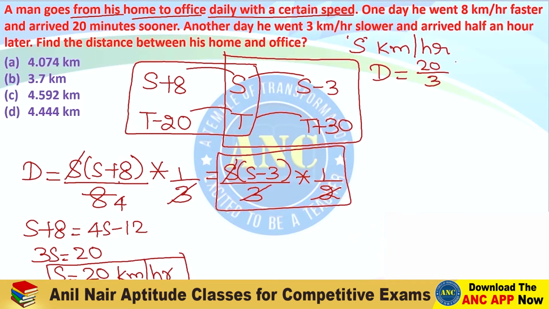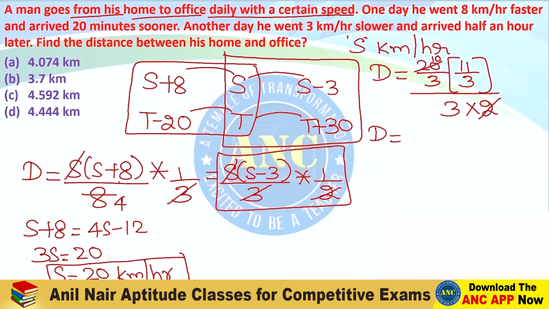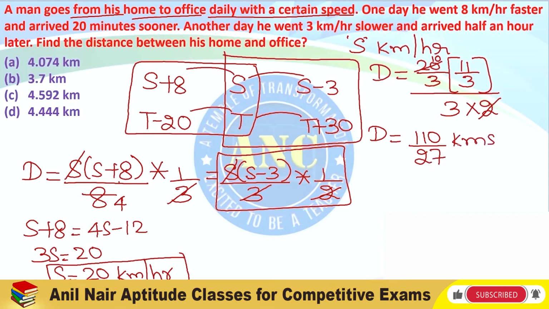s is 20 by 3 into s minus 3, so 20 by 3 minus 3. It is nothing but 11 by 3 when you take the LCM. The whole thing is divided by 3 multiplied by 1 by 2, or you can divide it by 2 itself. So all of them are the same in fact. So this becomes 2 into 10, which is 20. 10 into 11 is 110, and 3 into 3, and the whole thing divided by 3, that 3 also goes below, basically 3 cube. 110 divided by 27 kilometers is the distance.